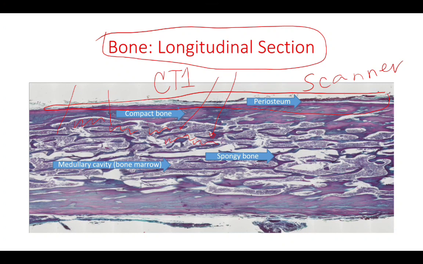Okay, so tignan natin sa baba yung walang label. Okay, so basically itong part na to is your compact bone. Itong part na to is your periosteum. Okay, so I hope you are now ready to identify it under the microscope or kahit na sa ating projector pohon. Okay, so with that, let's move on to the next topic.